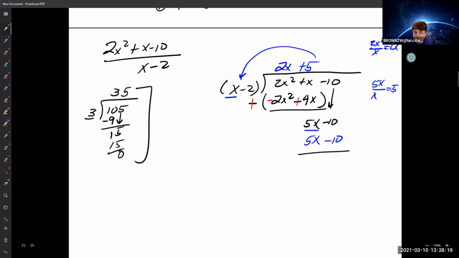And here is where we would normally subtract, but I'm not going to subtract. I'm going to add the opposite sign. And here we add down, and we're left with 0. So this here is my expression for the quotient. When we divide this out, my final expression is 2x plus 5.